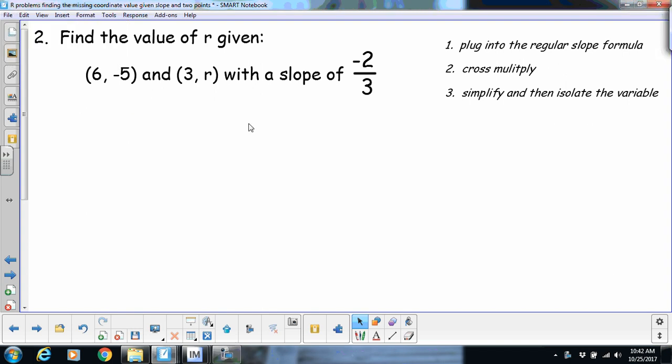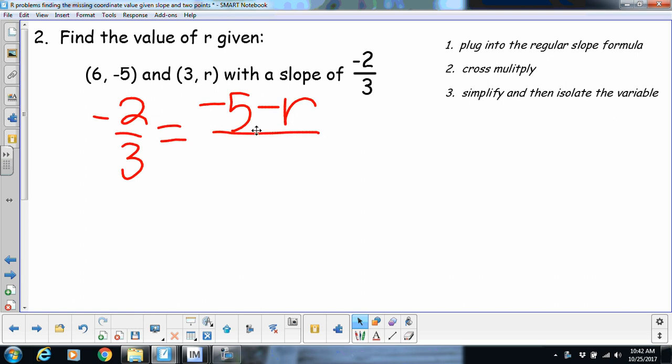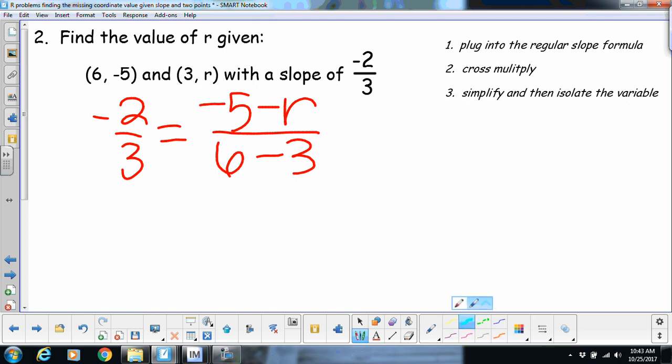So we're going to start with the slope, right? So negative 2/3 equals what? Negative 5 minus r and 6 minus 3. Same formula, slope formula over and over and over again. We're just using it for different things, depending on what information has been given to us. All right, first thing I'm going to do is simplify.